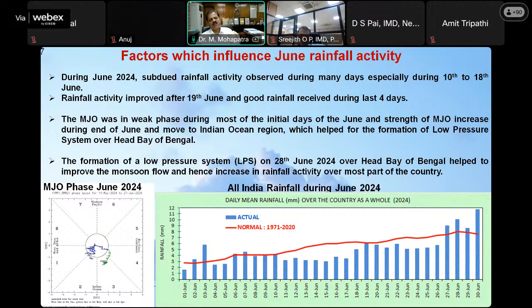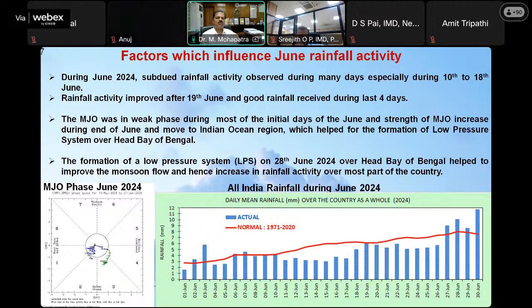Number 2, only one low pressure area developed towards the end of June, and prior to that there was no low pressure or cyclonic circulation over the Bay of Bengal. Normally we get 3 low pressure systems and about 11 days of low pressure systems. But this time it was only 3 days and only 1 low pressure system. So low pressure system activity was quite significantly low during the month of June.